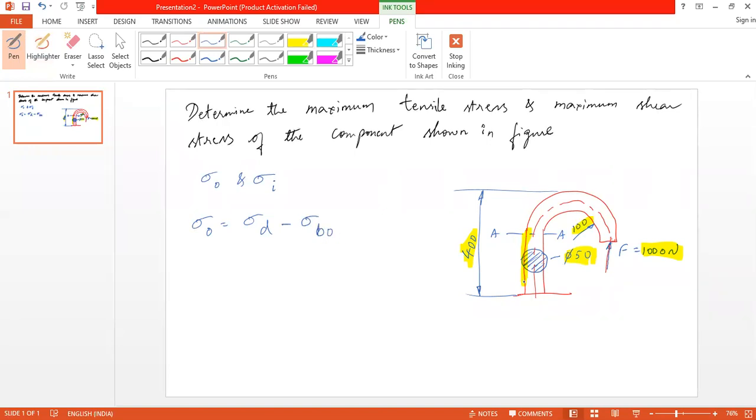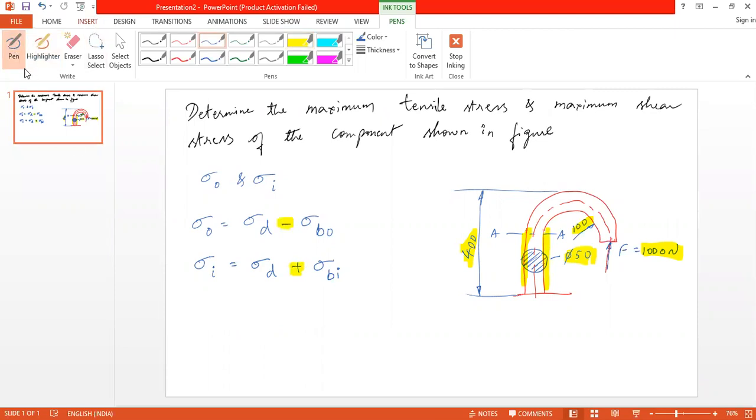Stress at the outer fiber: the outer fiber experiences compression or tension? It will be compression. Similarly, sigma i is sigma d plus sigma di, because the inner fiber experiences tension. So this is positive, and here this is negative.